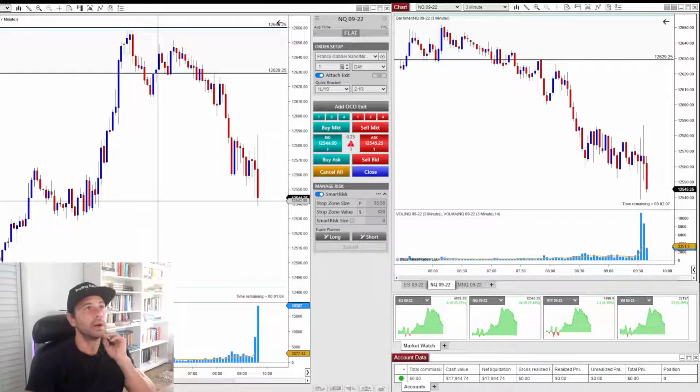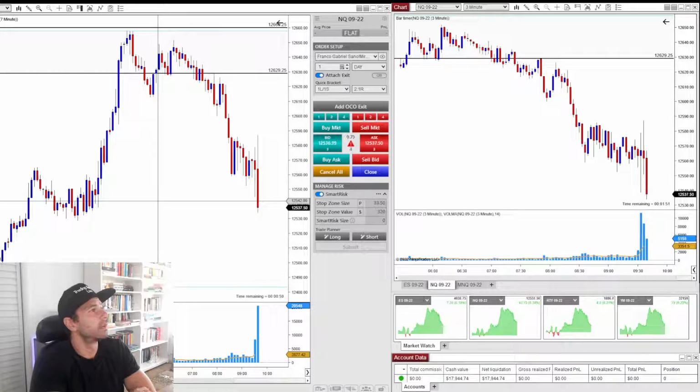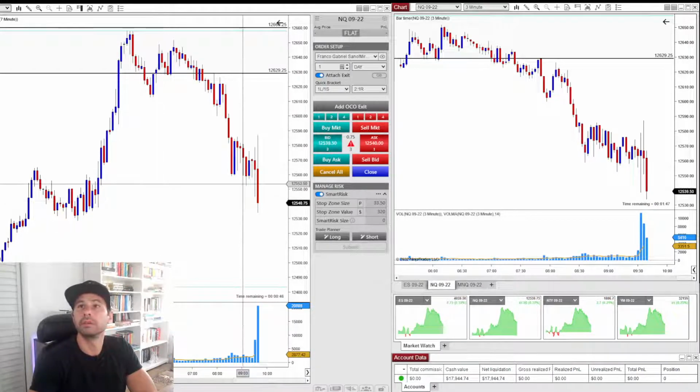So let's see what happens here. Now the NQ is turning a little bit more bearish than the other ones. Like RTY is holding and YM is holding as well on the open, whereas ES and NQ are dropping a little bit.